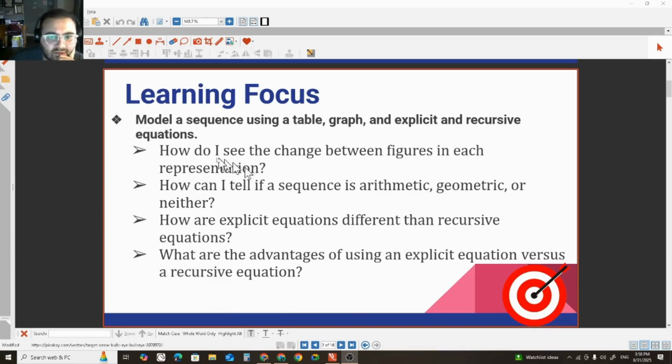So after today's lesson, you should be able to see the change between figures. How can you tell if a sequence is arithmetic, geometric, or neither? How are explicit equations different from recursive equations? And what are the advantages of using an explicit versus recursive?